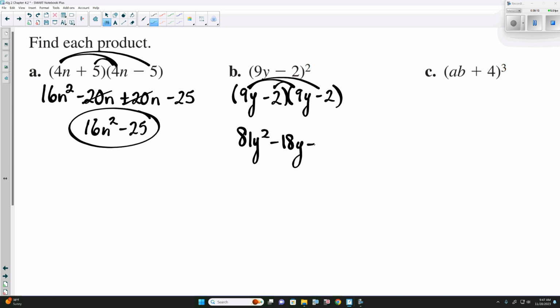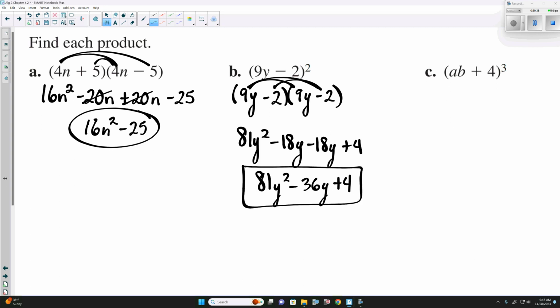Negative 2 times 9 is negative 18y. And negative 2 times negative 2 is plus 4. And if we combine like terms, I can't remember what I wrote as the middle term previously, but we get 81y squared minus 36y plus 4. And that's it. Questions on this here?